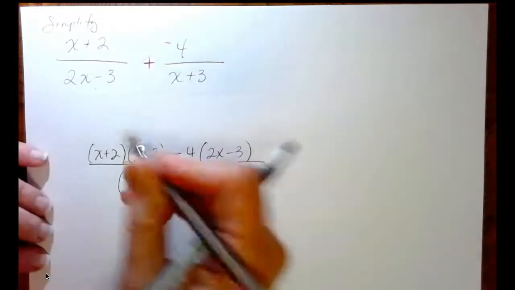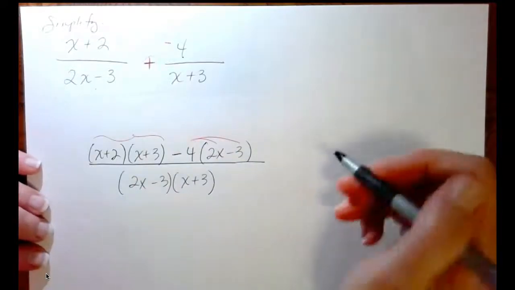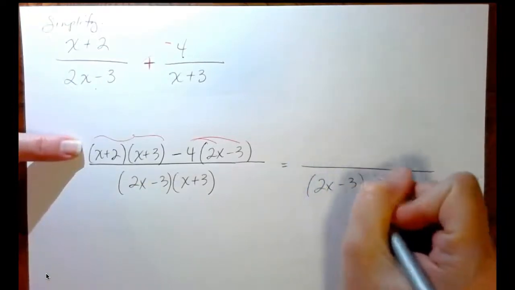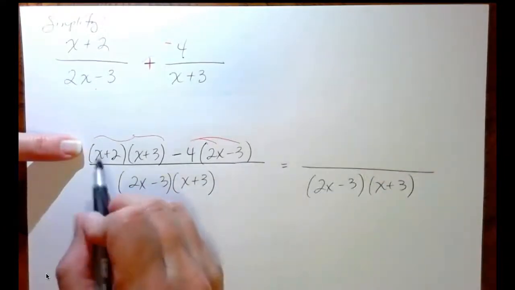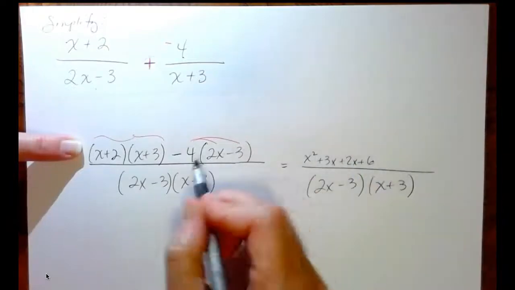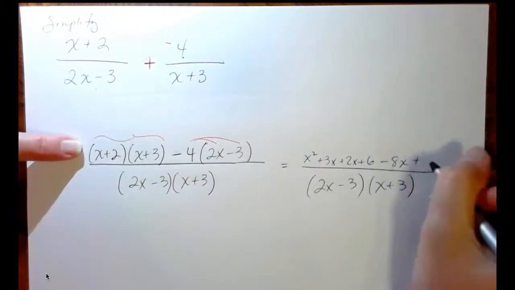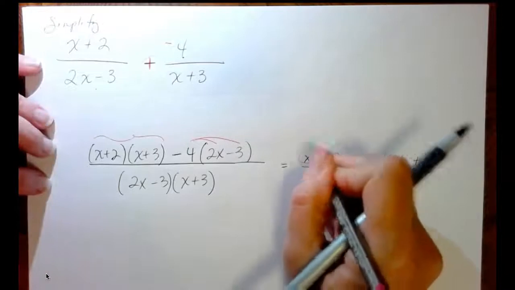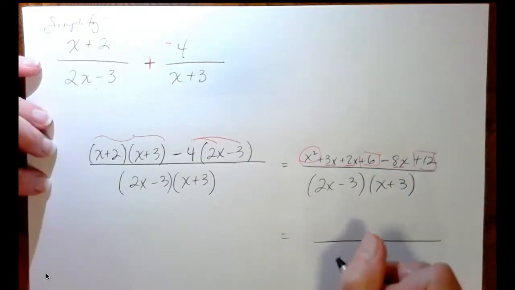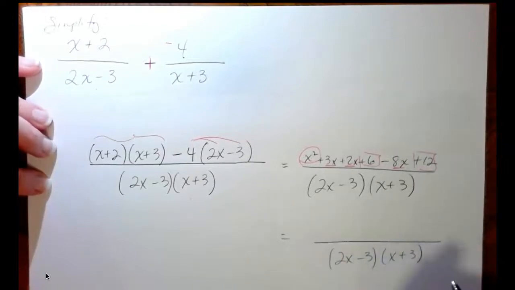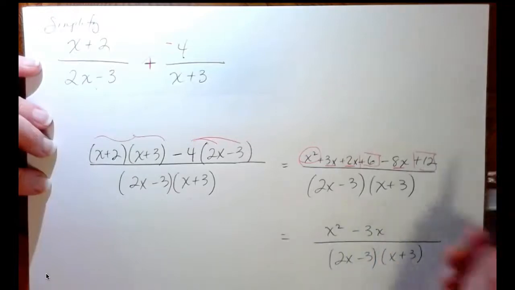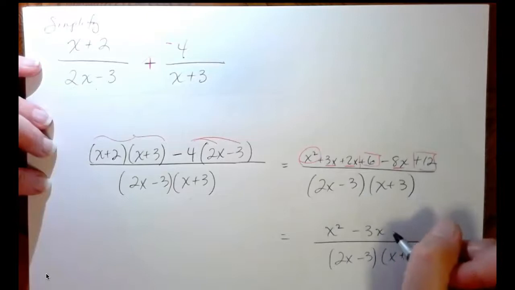So we're going to use the distributive property. We're going to do the distribution here. We'll also distribute here, and then we will combine like terms and simplify. So (x + 2)(x + 3) is going to give us, let me get that common denominator down, x² + 3x + 2x + 6. Take the negative 4 through, -8x + 12. Combine the like terms. So there's an x², there's an x, there's an x, there's an x, and then we have our two constants. So final simplified answer, (2x - 3)(x + 3) in the denominator, x², 3 plus 2 is 5, 5 minus 8 is -3x, and then finally 6 plus 12 is plus 18.